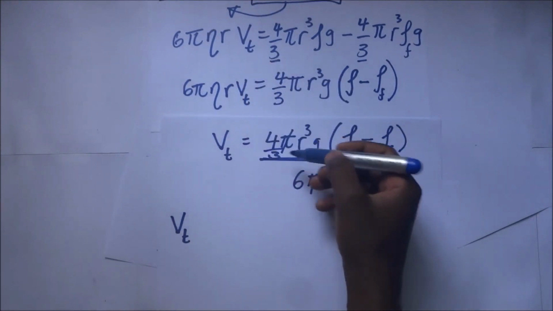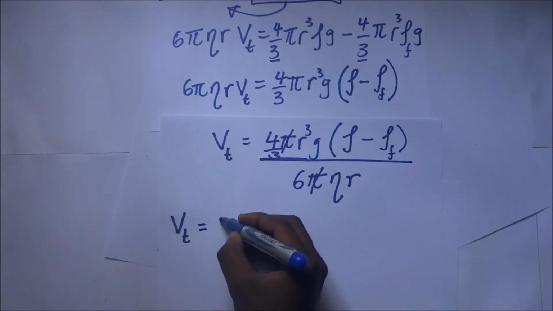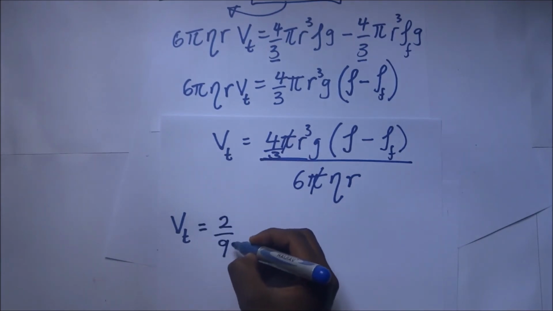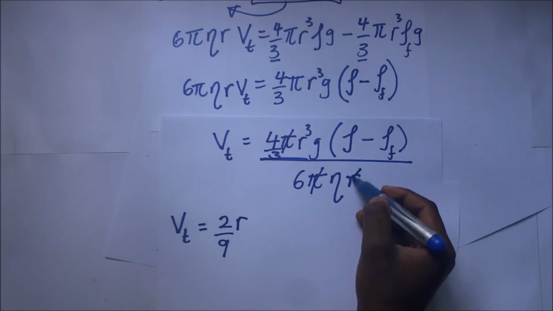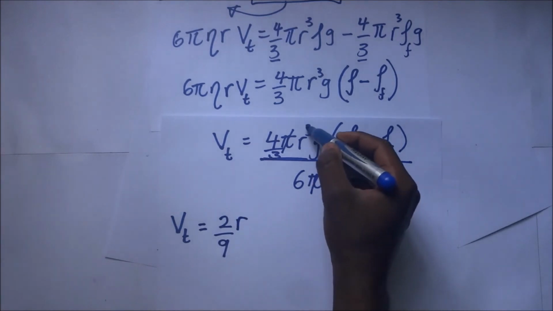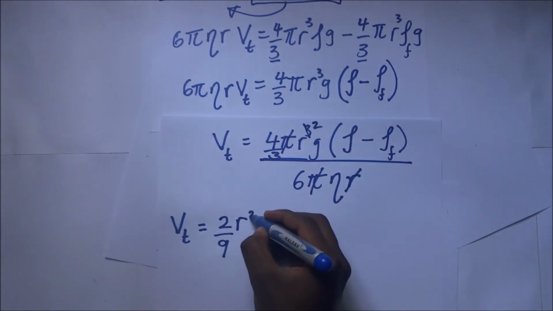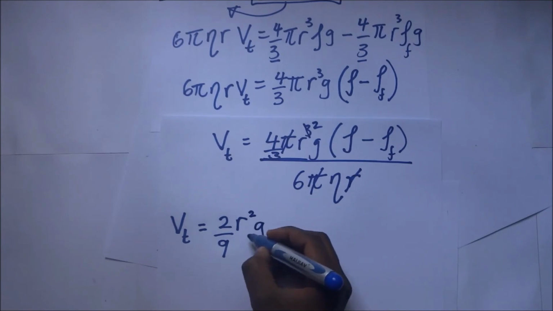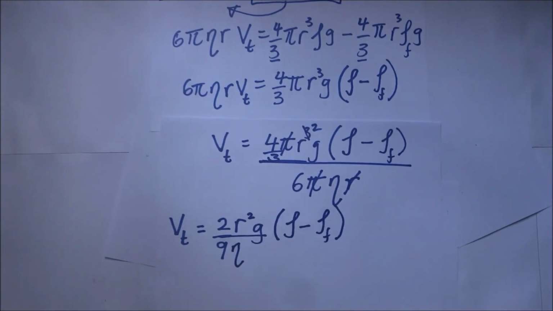When you divide 4 over 3 by 6, this is going to give us 2 over 9. There is an r here, so it disappears. This is r cubed, so it becomes r squared. So this becomes 2 over 9 r squared g, like that, into the density difference. So this is our expression for terminal velocity.